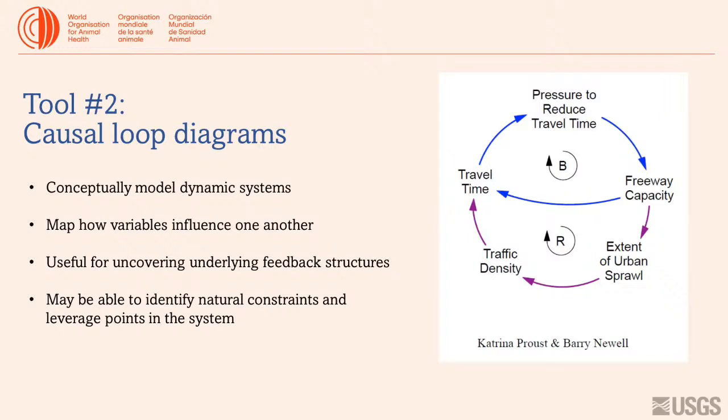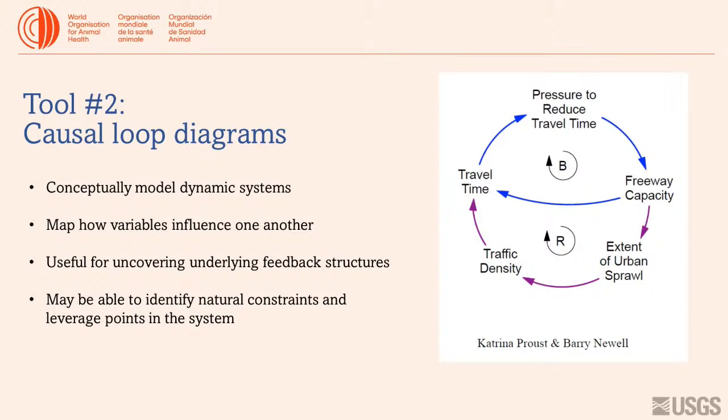All the residents start complaining to their elected members, saying, oh my gosh, my travel time is way too much because of this traffic density. And so travel time then increases your pressure to reduce travel time. These are the politicians and maybe your urban planners who say, we've got to do something about this. So you increase your freeway capacity.